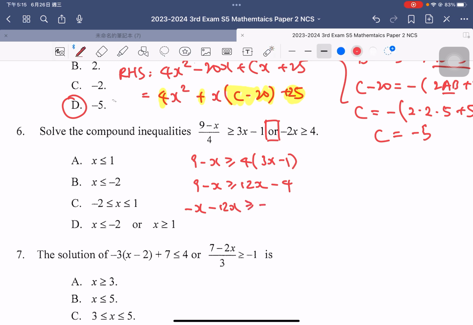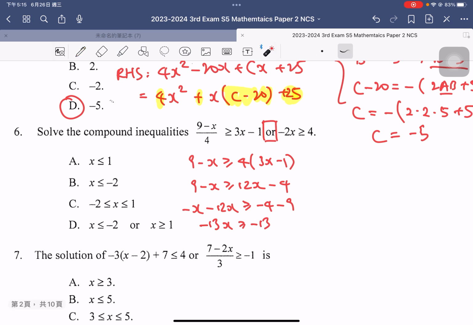So it's greater or equal to negative 4 minus 9. So negative x minus 12x will give you a negative 13. So negative 13x greater or equal to negative 13. And the next step is going to be, I don't want this negative 13 next to the x. Originally this is times. And I move it to the right hand side becomes divide. So now I have the x should be negative 13 divided by negative 13.